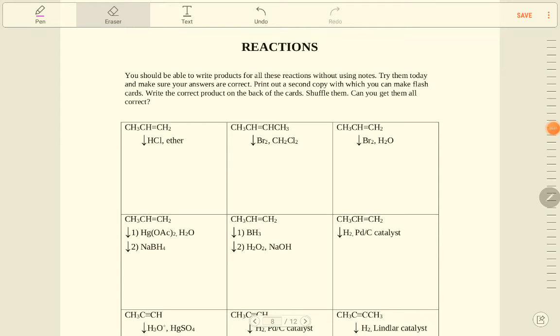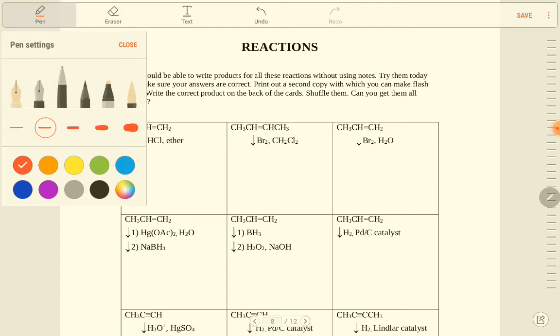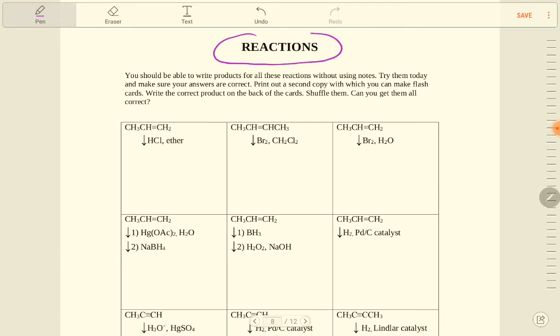All right, so after you memorize the reaction reference sheets that were given in study guide 1, the one that we discussed earlier, now we are going to start with reactions. I would highly suggest you work on these reactions and then check the answers. So how do you work? You should be able to write products for all reactions without using notes.